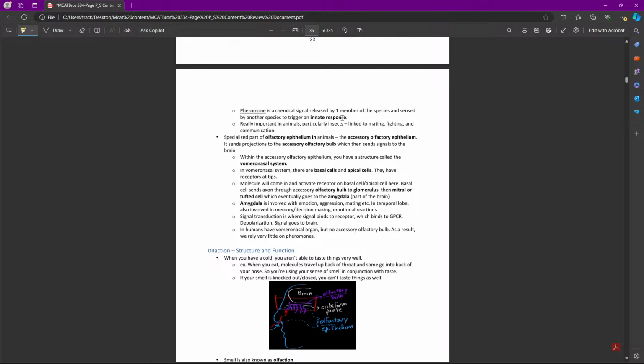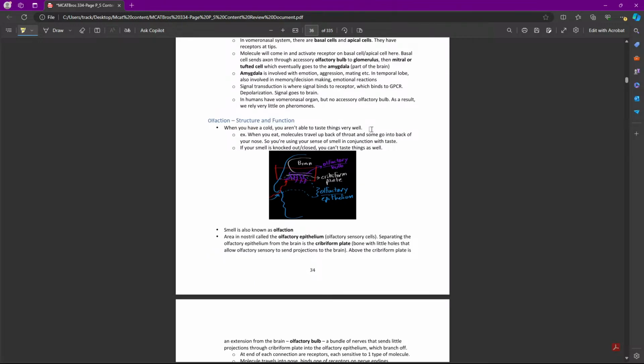Signal transduction is where the signal binds to the receptor, a GPCR, depolarizes, and the signal goes to the brain. In humans, we have a vomeronasal organ but no accessory bulb. We rely little on pheromones because we didn't evolutionarily adapt to them.